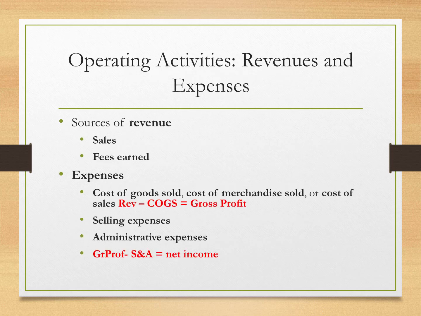Let's now talk about our final but most important activity, which is the operating activity. The operating activity is what a business does to sustain itself as a going concern. What we're specifically talking about is the generation and recording of revenue, as well as the accounting for expenses. Sources of revenue include sales, as well as fees earned. Expenses include 3 categories, primarily our cost of goods sold, selling expenses, and administrative expenses.